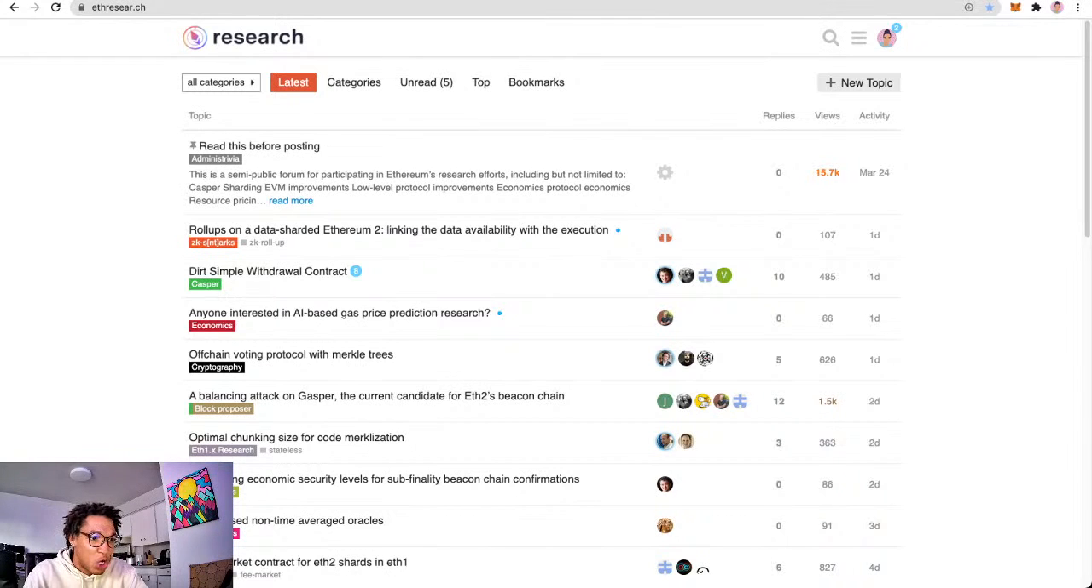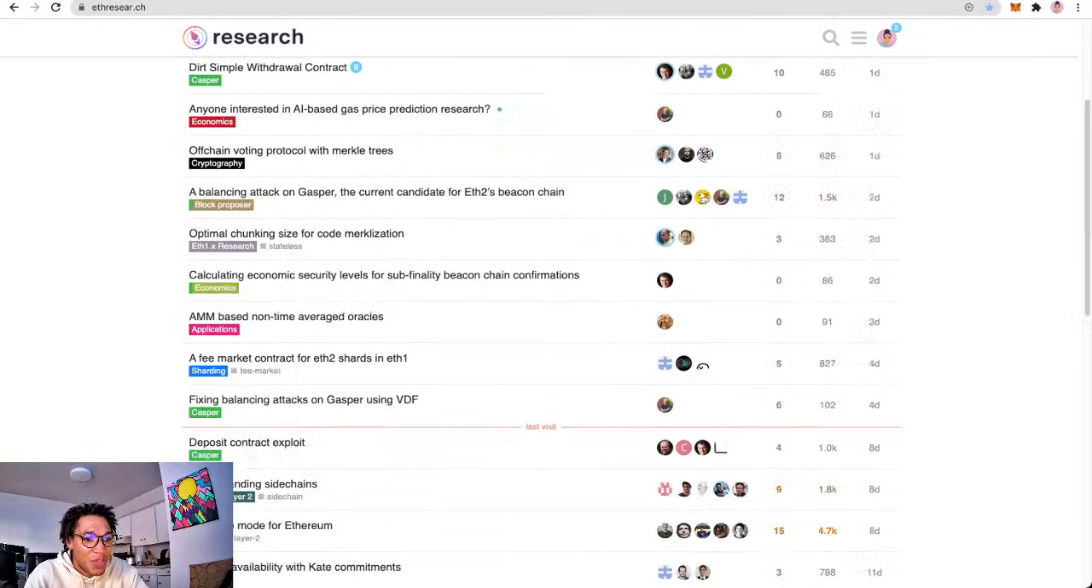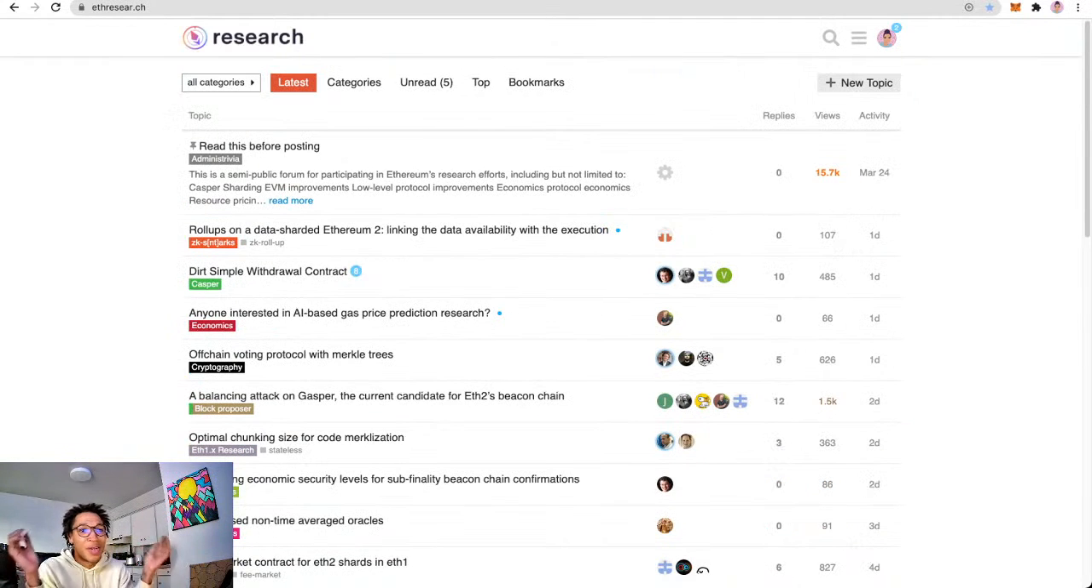This dirt simple withdrawal contract, I read through that one of these days. It was pretty interesting. Roll-ups on a data sharded ETH2. Probably very interesting to read through. 0 replies so far. So again, would love to get more into this type of stuff, but this is more just me having some fun, jumping into the forums and learning a bit. So I'm going to be live streaming that hopefully every Sunday evening.